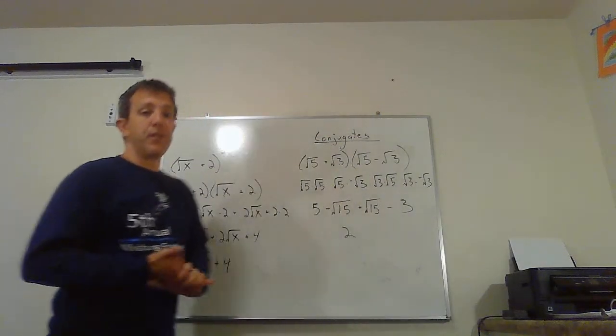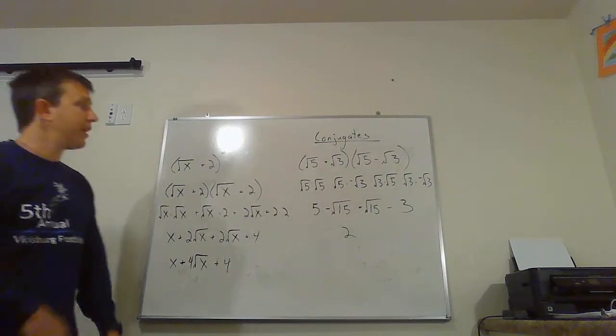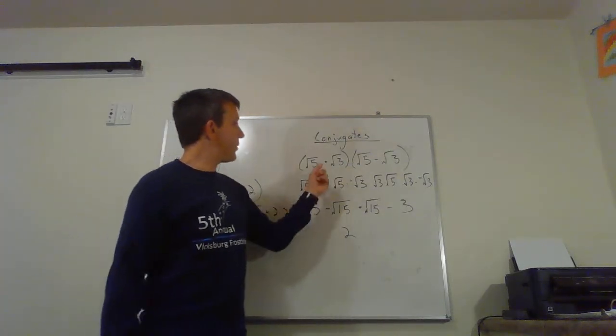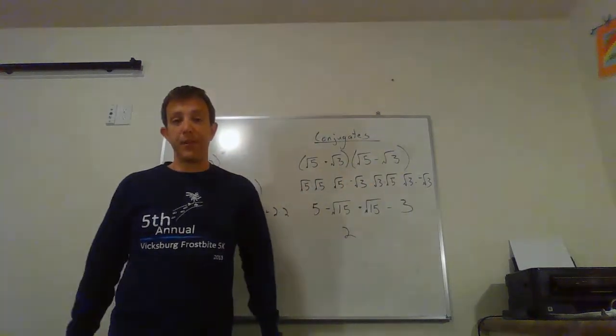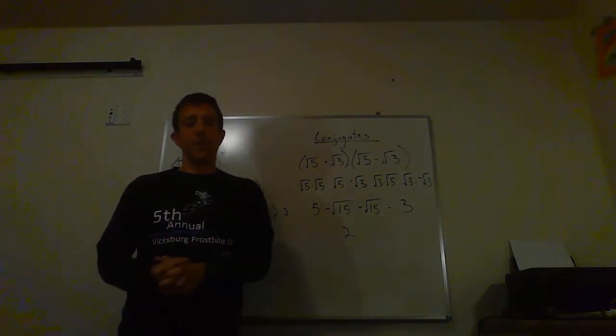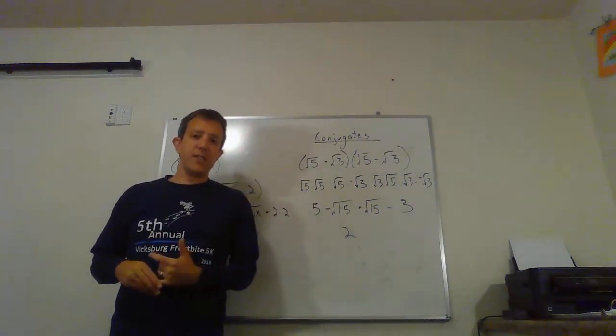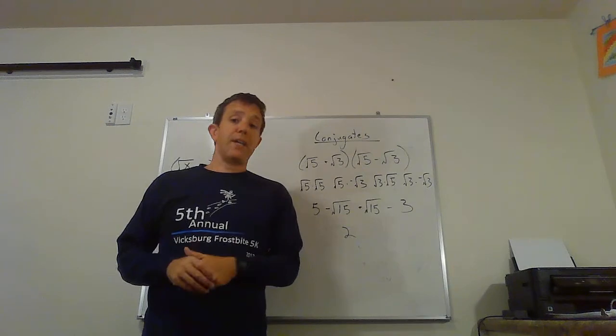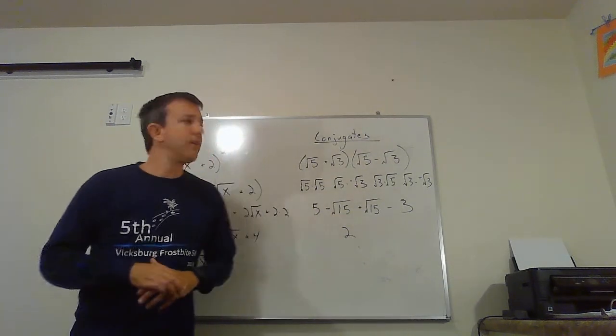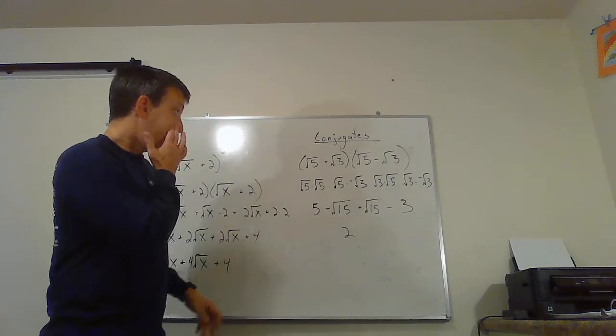So the other thing I want to talk about here on this board is what's called conjugates. Conjugates are when you have the same two things in both sets of parentheses, but one has a plus sign and one has a minus sign. And so we're going to see this time and again. It's going to come back in section 6 when we do complex numbers. But here we see it.